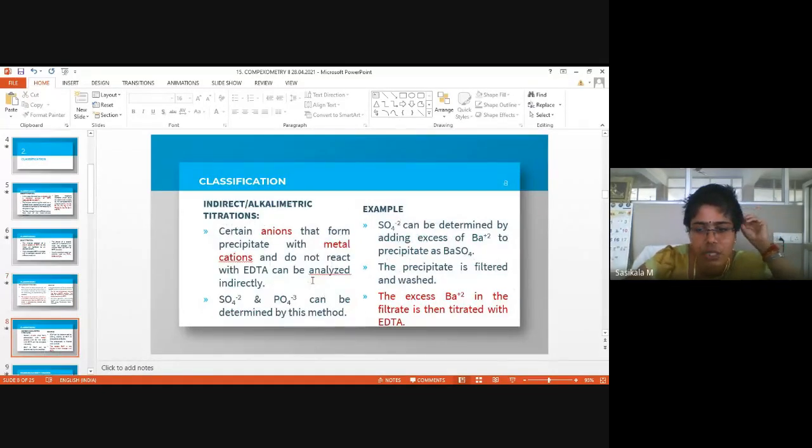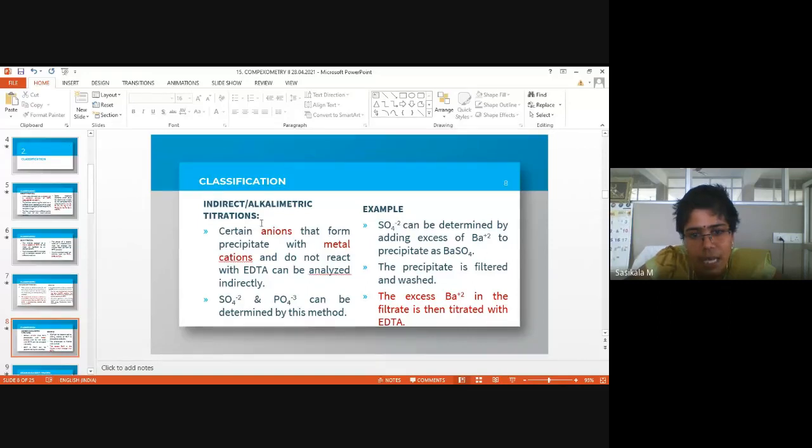The fourth classification is indirect or alkalimetric titration. What does alkalimetry mean in the complexometric method? In alkalimetry, in the burette we would be taking a standard alkaline solution, right? But here we are dealing with anions, which represent basic substances, anions that form precipitates with metal cations, like sulfate giving barium sulfate, phosphate giving calcium phosphate. Likewise, they form precipitates. You have seen the precipitate of silver chloride in precipitation titration, where silver is a metal that forms a precipitate with halide anions.